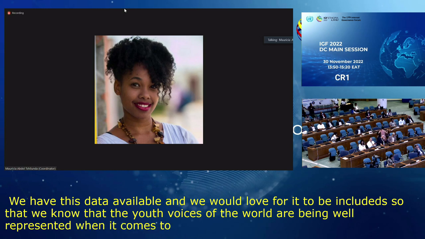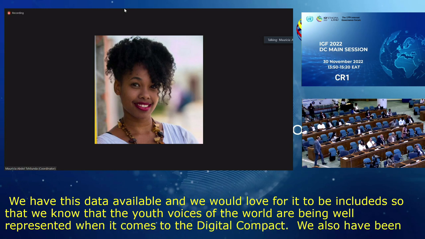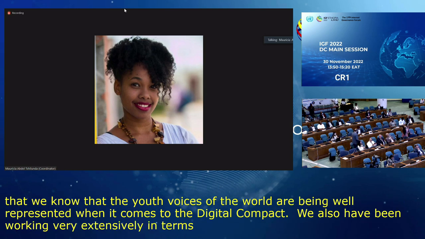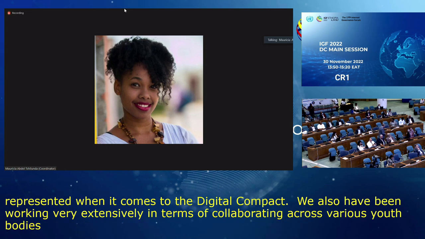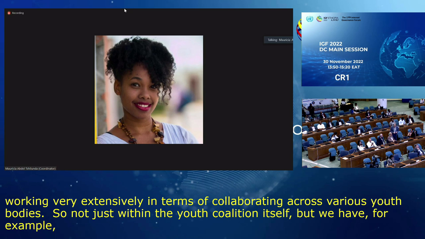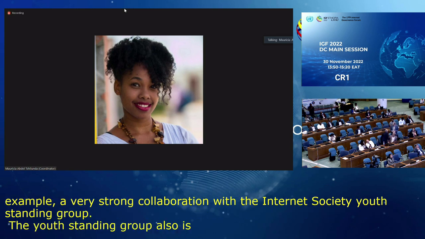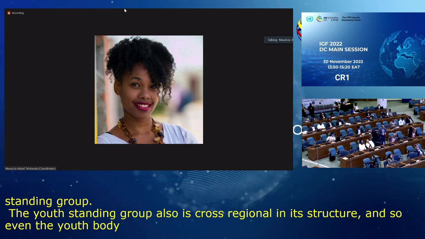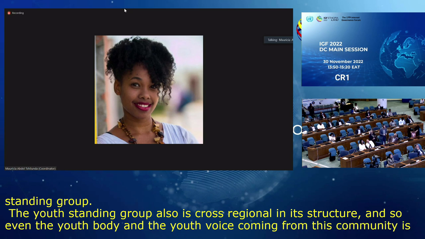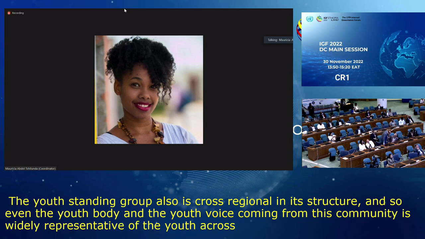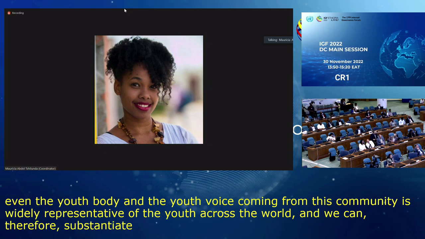We also have been working very extensively in terms of collaborating across various youth bodies. So not just within the Youth Coalition itself, but we have, for example, a very strong collaboration with the Internet Society Youth Standing Group. The Youth Standing Group also is cross-regional in its structure. And so even the youth body and the youth voice coming from this community is widely representative of the youth across the world.